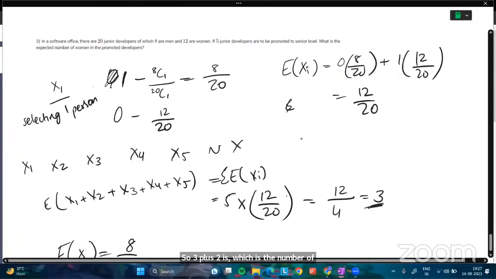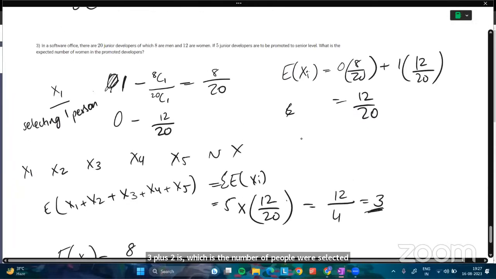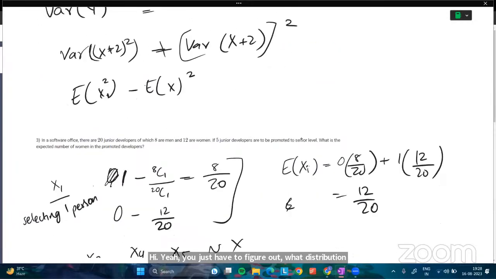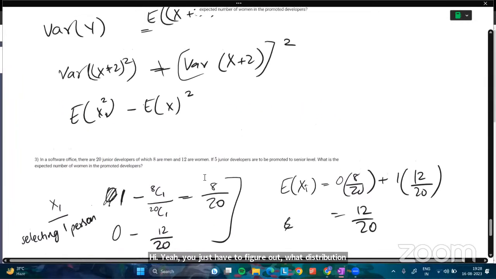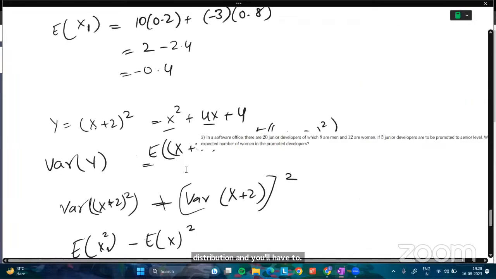Ma'am, we are selecting one person. It could be either men or women. And all the events are the same, then X2, X3, X4, X5. Yeah. You'll just have to figure out what distribution to make for one person. Usually it'll be a Bernoulli distribution, and you'll have to sum it up any n number of times.